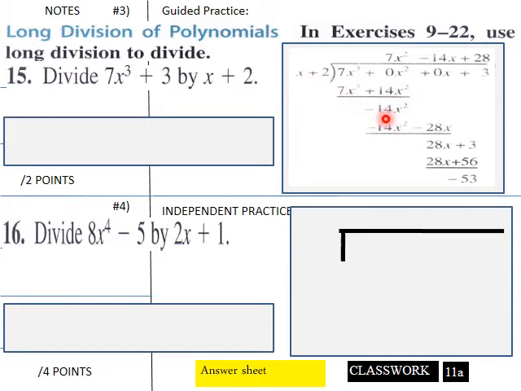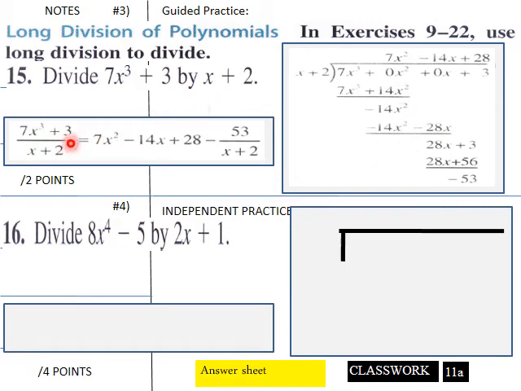And then x will go into negative 14x squared, negative 14x times. So you multiply that through, you get negative 14x squared minus negative 14x times 2, which is negative 28x. Change signs and add. So now we've got 28x plus 3. Drop our 3 down, multiply through by 28, and we get 28x plus 56. Change signs and add, and we have a remainder now of negative 53.